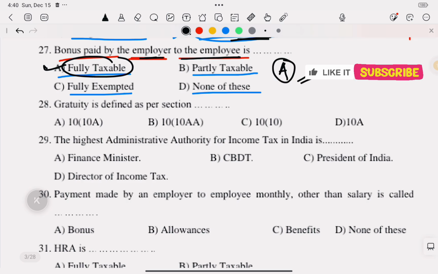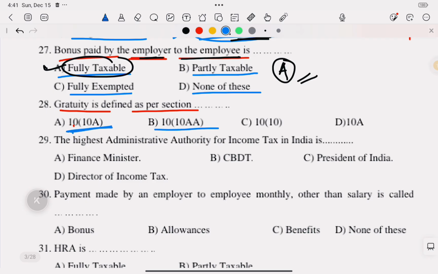Now moving to the next question. Gratuity is defined as per which section of the Income Tax Act 1961? Let's see the options. Section 10 clause 10A, section 10 clause 10AA, section 10 clause 10 and section 10 clause 10A. The correct option would be C, that means section 10 clause 10 of the IT Act. Gratuity is defined as per section 10 clause 10 of the IT Act. Now moving to the next question.